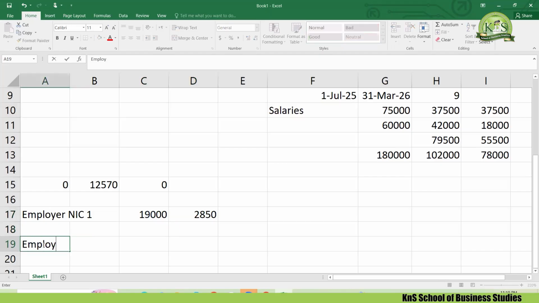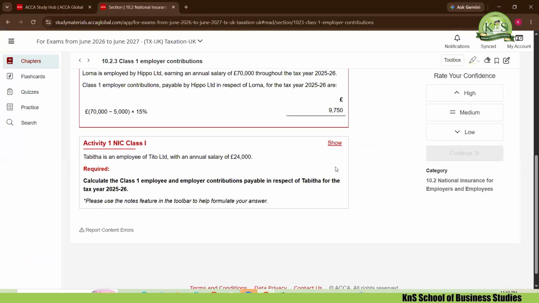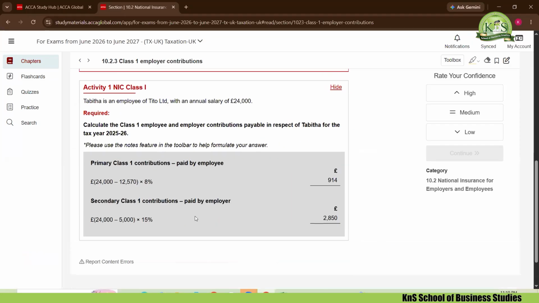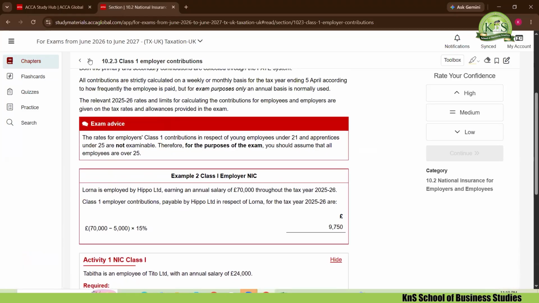Now coming towards the employee class 1 NIC. So it is 24,000. Till 12,570, this is exempt basically. So the additional one, we will take on 8%. Right? Now let's check. I hope this is clear. This is also my answer. So I've done it. So this is all about class 1 NIC.